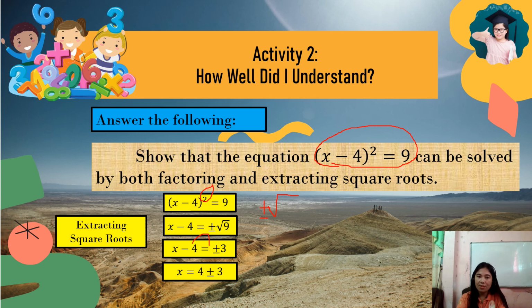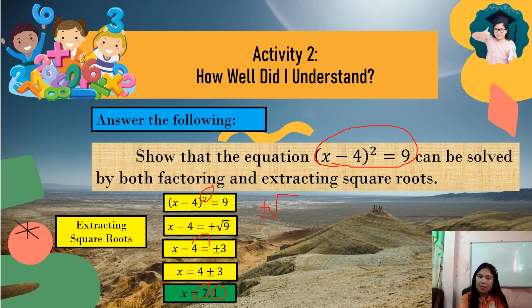Then, as you learned in extracting square roots, what you're going to do is separate the plus and minus. So let's separate them. When we separate, that will be 4 plus 3 equals 7. So we have 7 here. The other one is 4 minus 3, which is positive 1. So we have 7 and 1 as the correct answers.